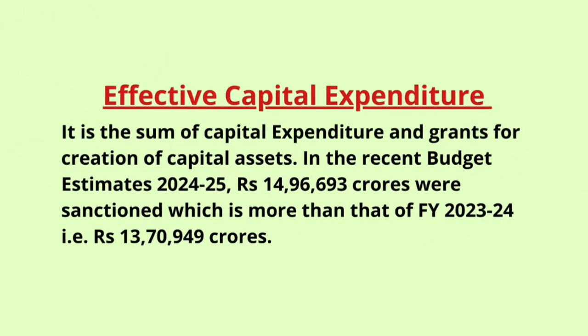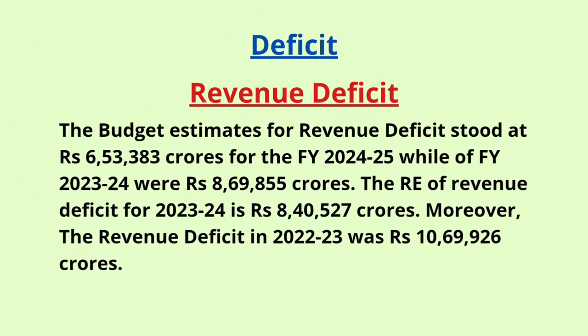Effective capital expenditure. It is the sum of capital expenditure and grants for creation of capital assets. In the recent budget estimates for 2024 to 25, rupees 40 lakh 96,693 crores was sanctioned, which is more than that of financial year 2023 to 24, that is rupees 13 lakh 70,949 crores. Let's talk about the deficits.